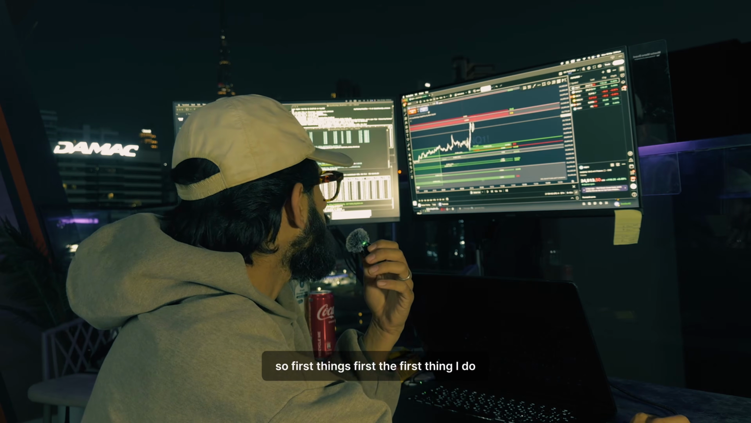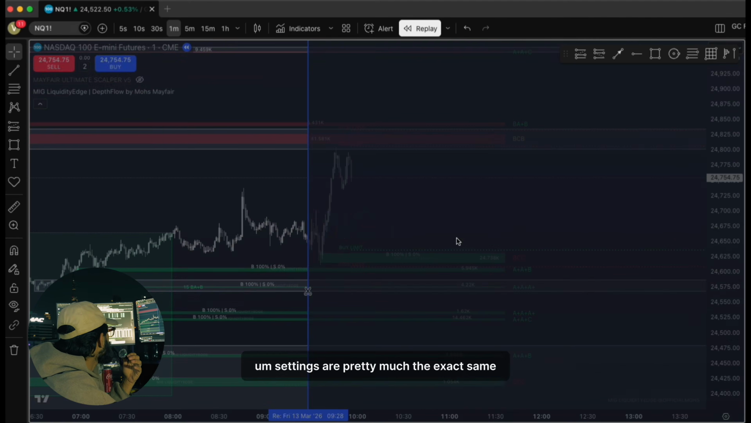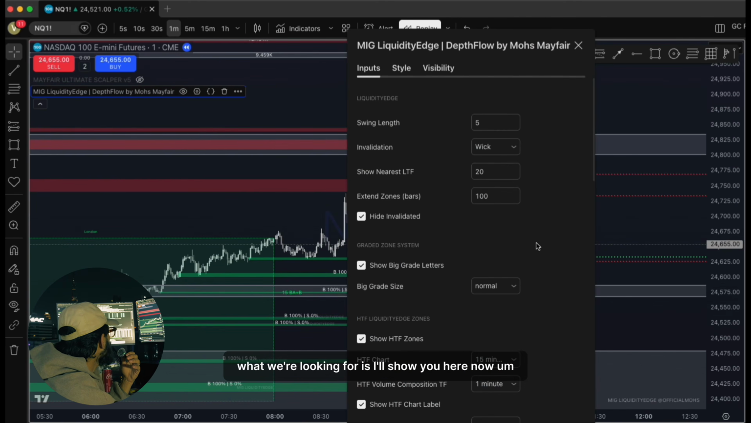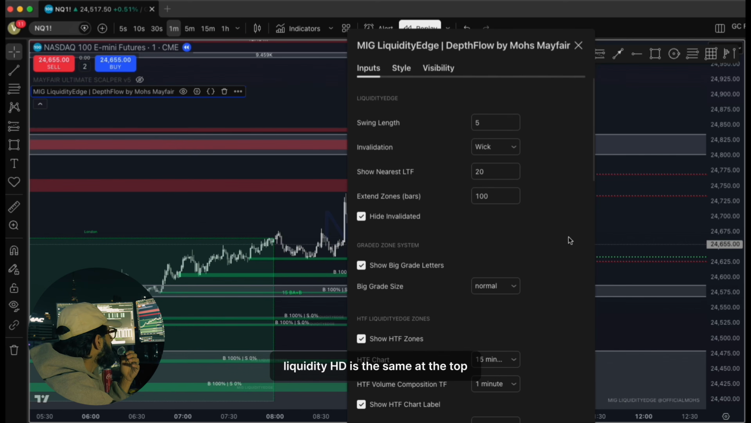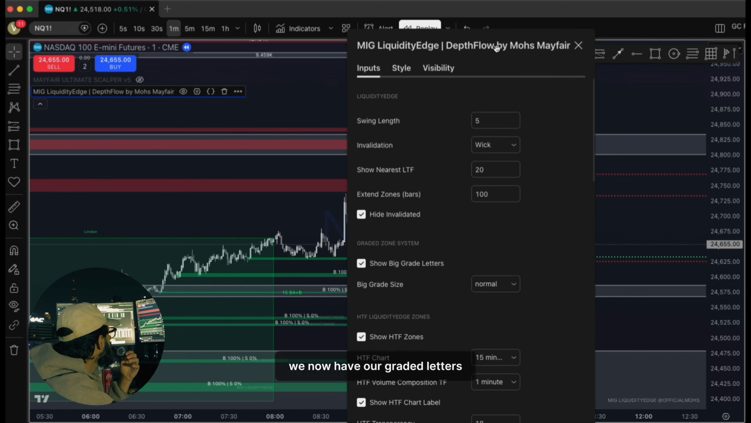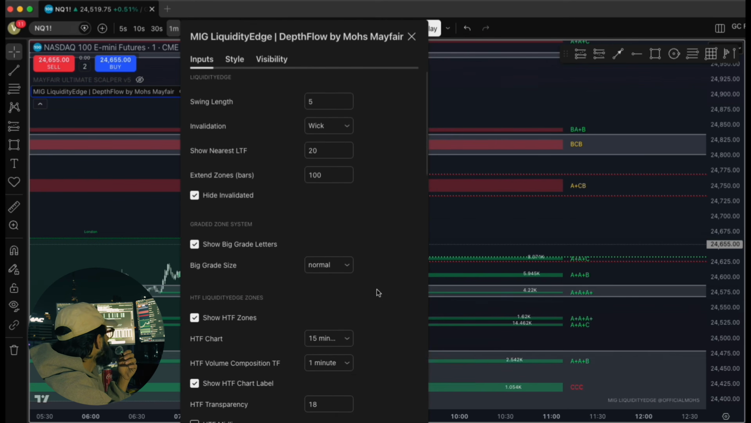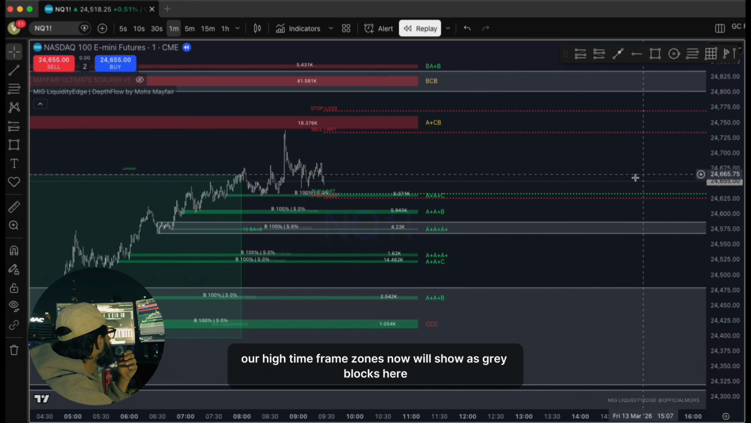Okay, so first things first, we'll go into Friday so I can quickly run through it. Settings are pretty much the exact same. I'll show you here now. LiquidityEdge stays the same at the top. That's our overall settings. We now have our graded letters. You can change that to huge if you're visually impaired. Our high time frame zones now will show as gray blocks here.